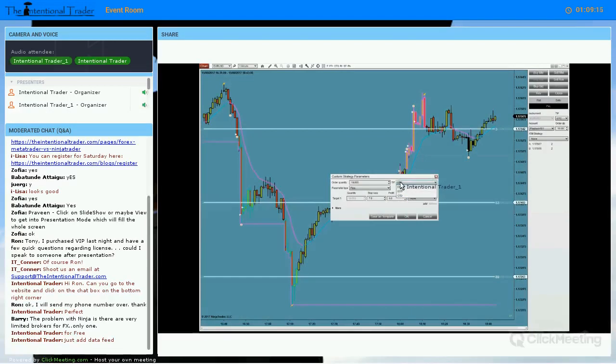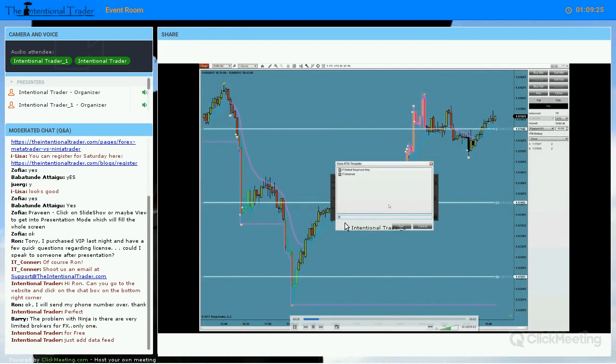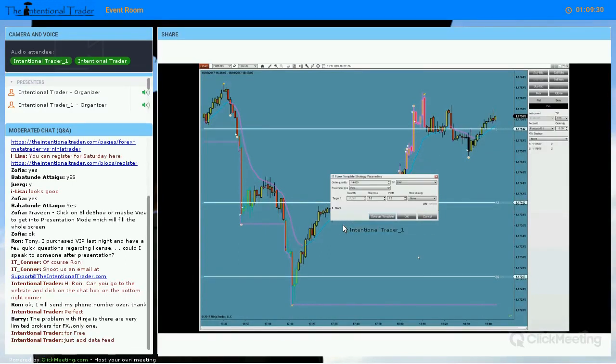We're changing the time in force to day because we don't want it to be a good till cancel order. And then we save this bracket order as IT Forex template, because a bracket order ensures that we are trading safely with the target and stop loss. And then right now we're just waiting for a trade.